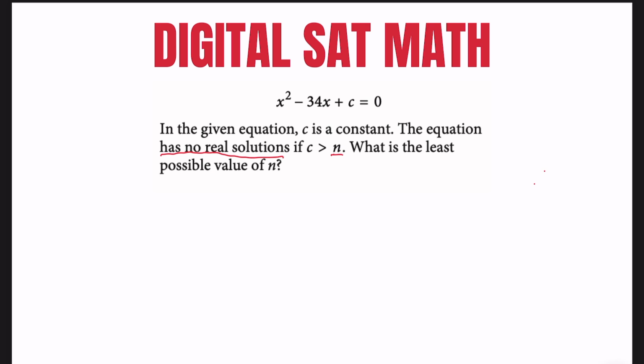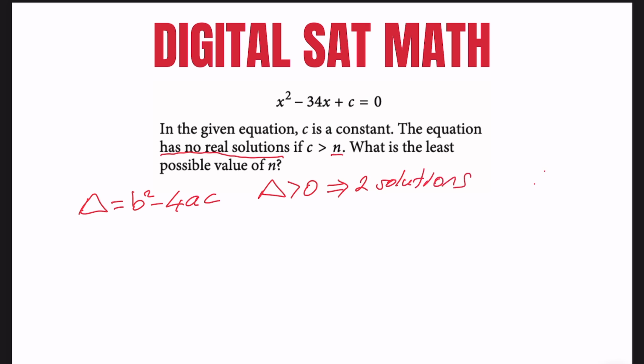This is a quadratic equation. For quadratic equations, we have one formula you must all know, delta. Delta is equal to b squared minus 4ac. And we know the rule. If delta is greater than 0, we have two solutions. If delta is equal to 0, then we have one solution. If delta is less than 0, which is the case for this question, no real solutions.